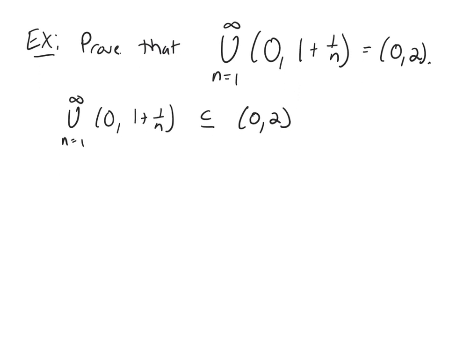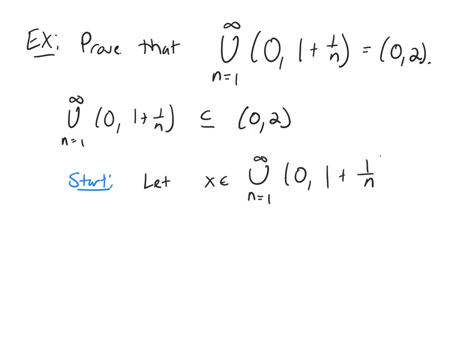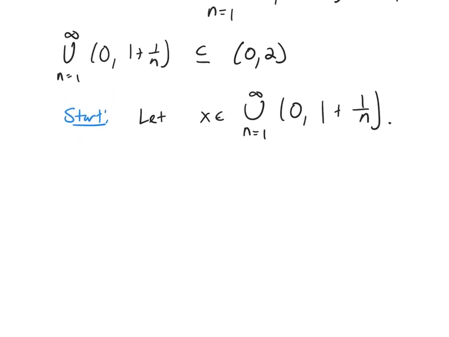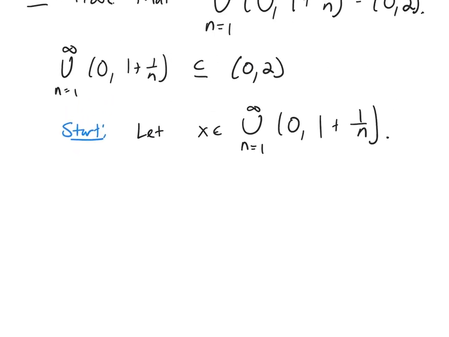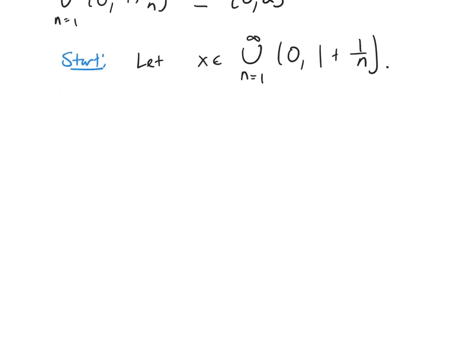So in these videos, I'm only going to do the outline of the proof. I'm not going to formally write it up, but let's go with the start of this proof. I need to let x be in the union, and then what do I need to conclude? What's going to be the end of my proof? The end is that x needs to be in the interval 0 to 2.